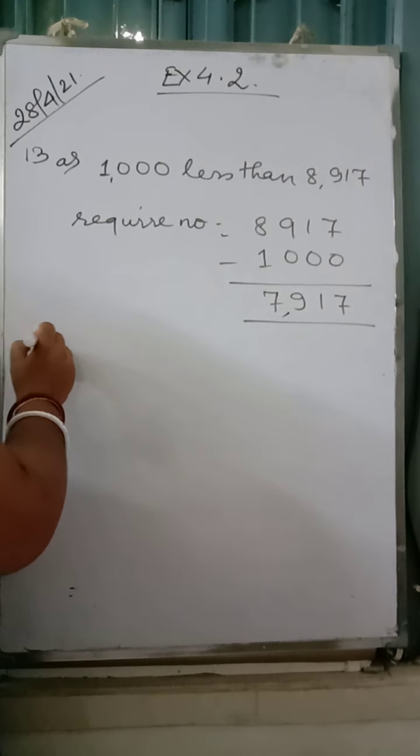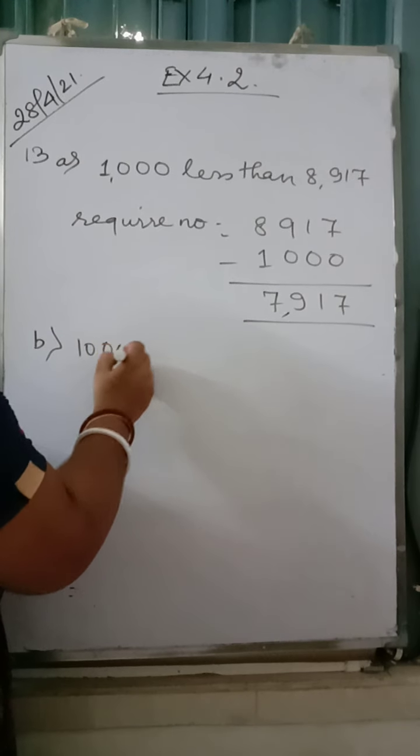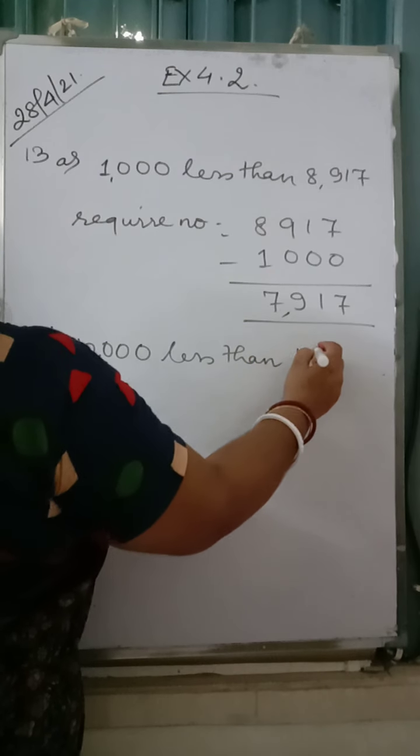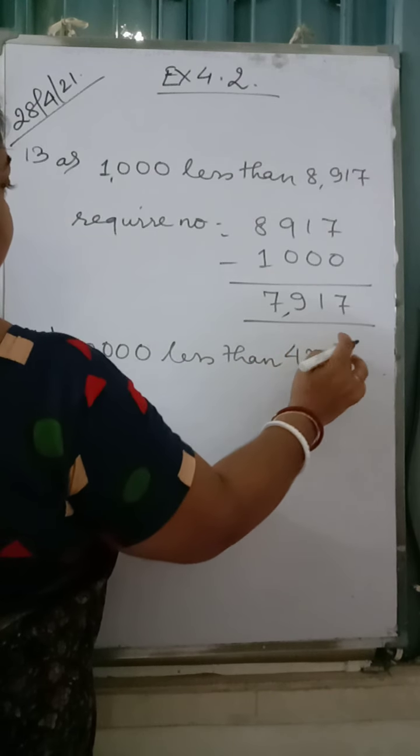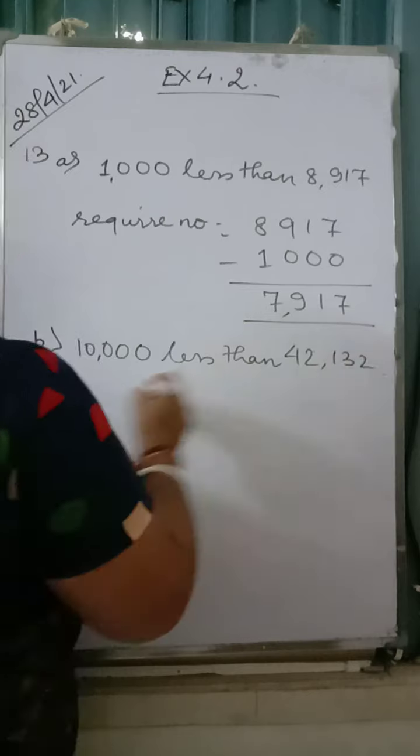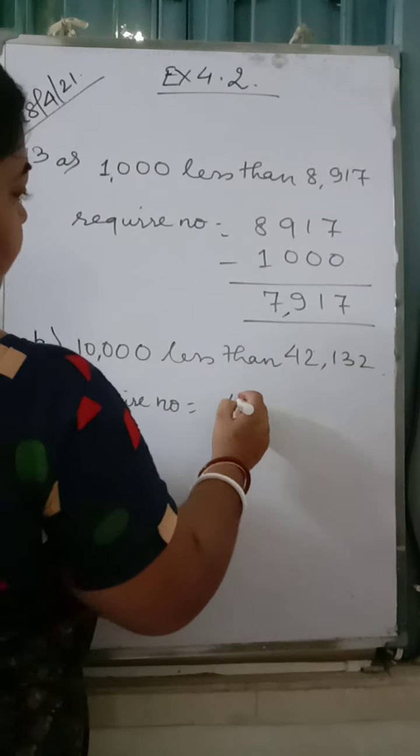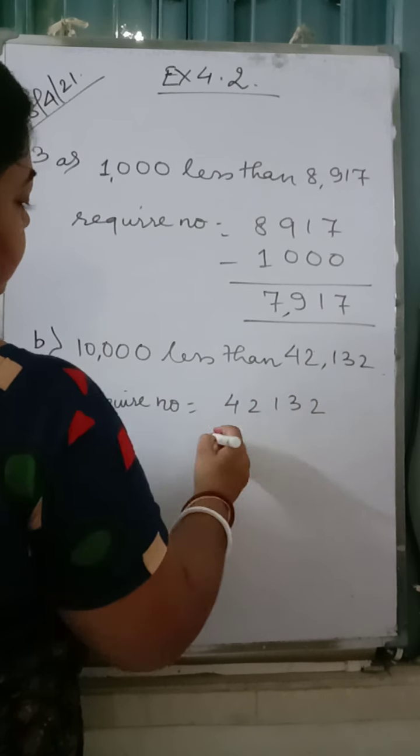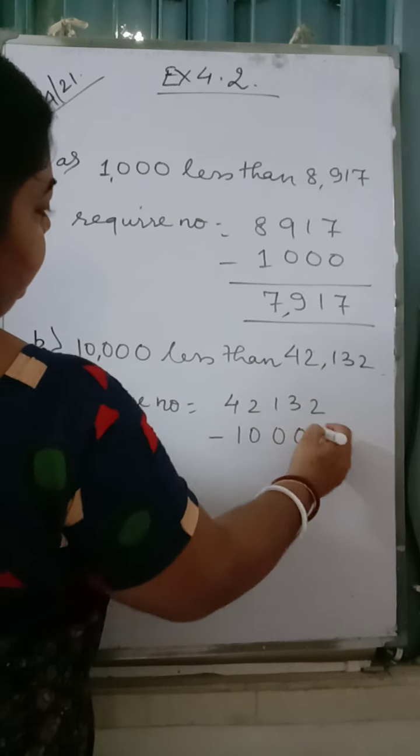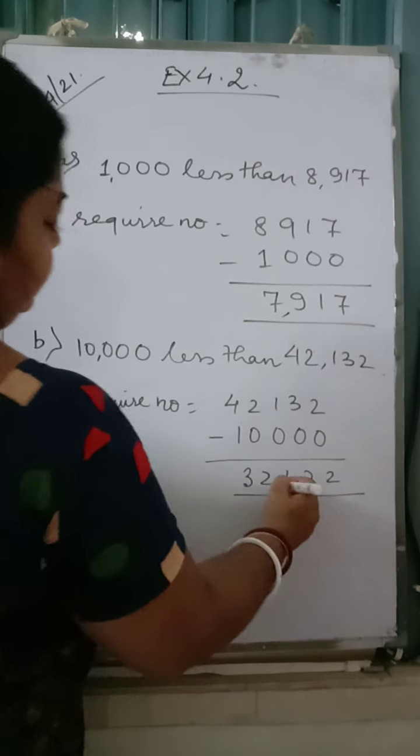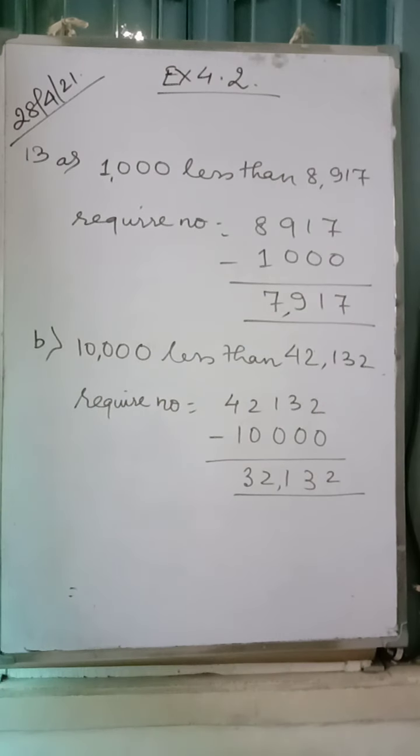Okay. See number B. This is given 10,000 less than 42,132. So we'll write required number 42,132 minus 10,000. Then this gives you 32,132. Finish. So just we have to subtract that particular number and we have to write.